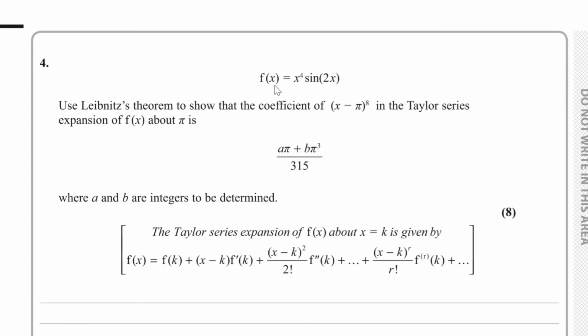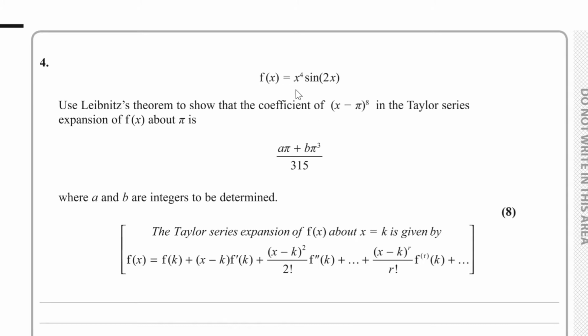Question number 4. We're given that f of x is equal to x to the power of 4 times the sine of 2x, and we have to use Leibniz theorem to show that the coefficient of x minus pi to the power of 8 in the Taylor series expansion of f of x about pi is a pi plus b pi cubed over 315, where a and b are integers to be determined. The Taylor series expansion of f of x about x equals k is given by this result here.